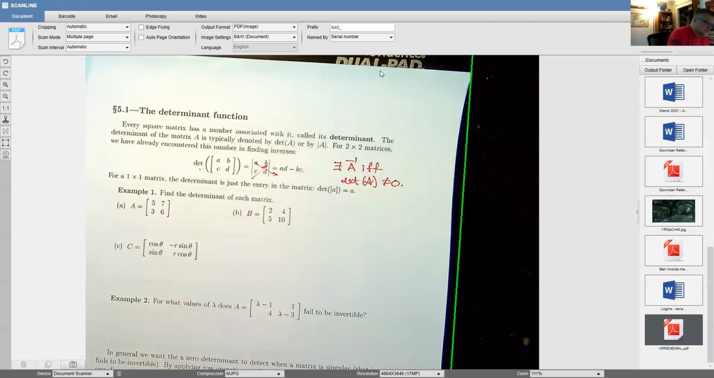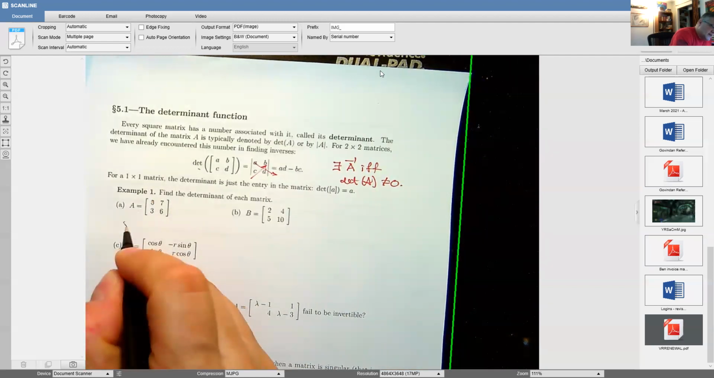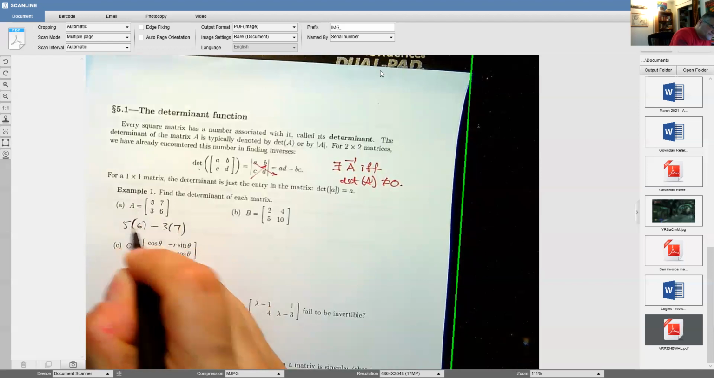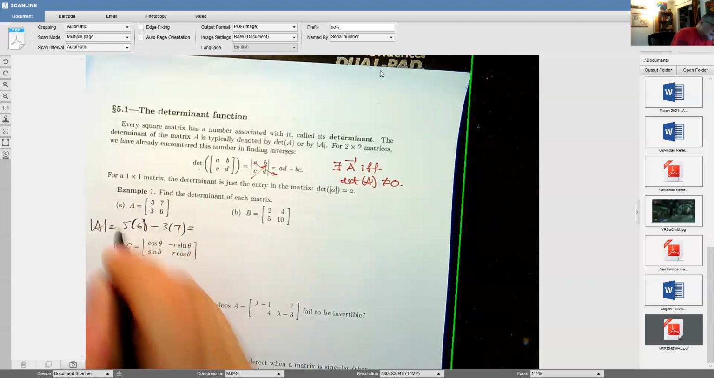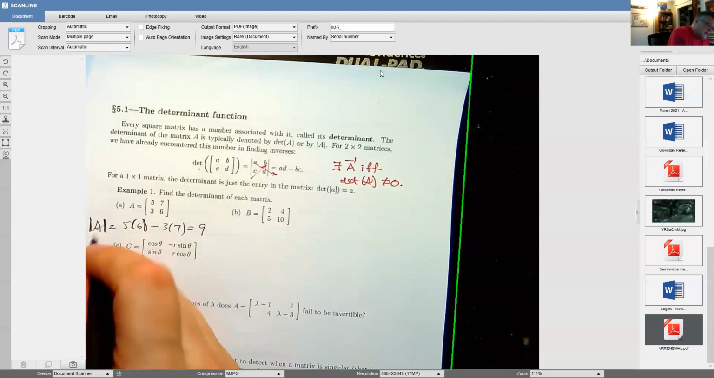But for now, let's just compute, right? So the determinant of this guy, multiply down that way. So it's 5 times 6 minus 3 times 7. And so that's 30 minus 21, which is 9. And so I should label that. That's the determinant of A.